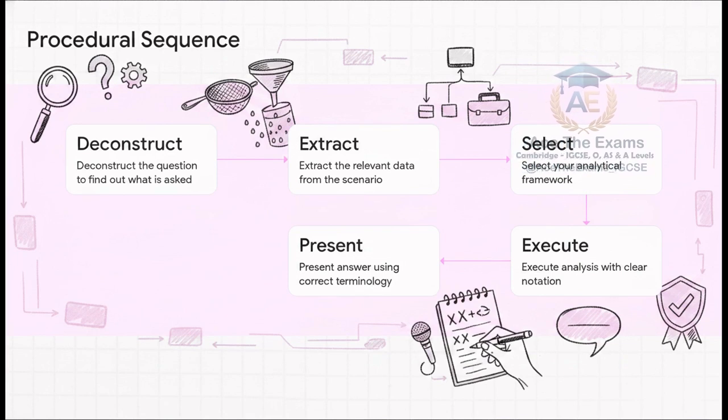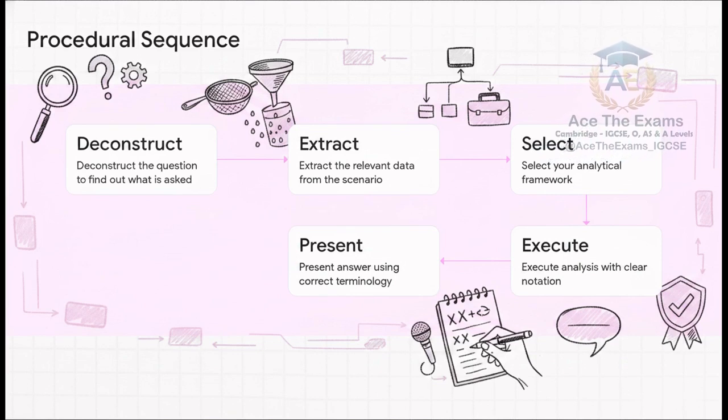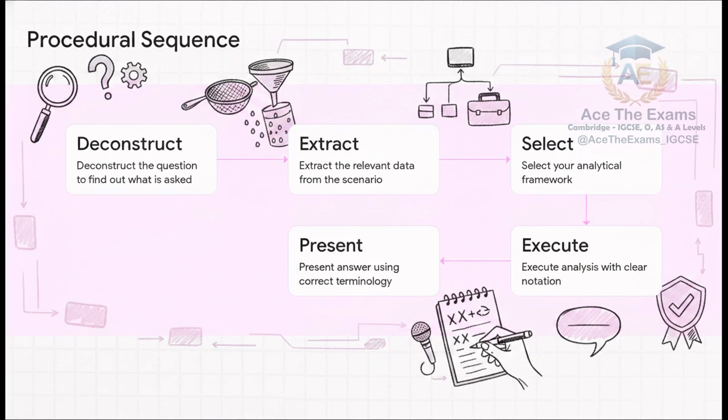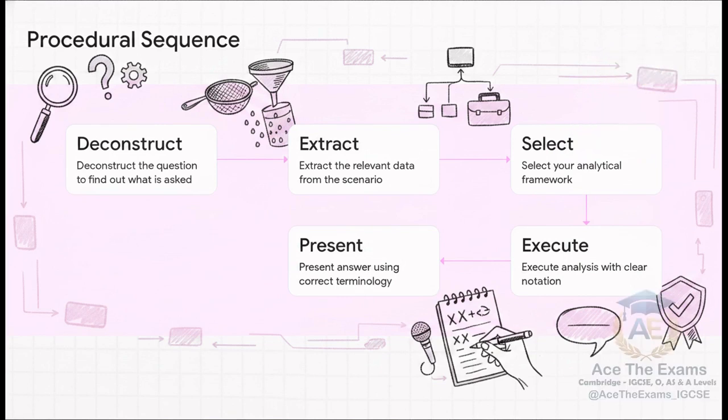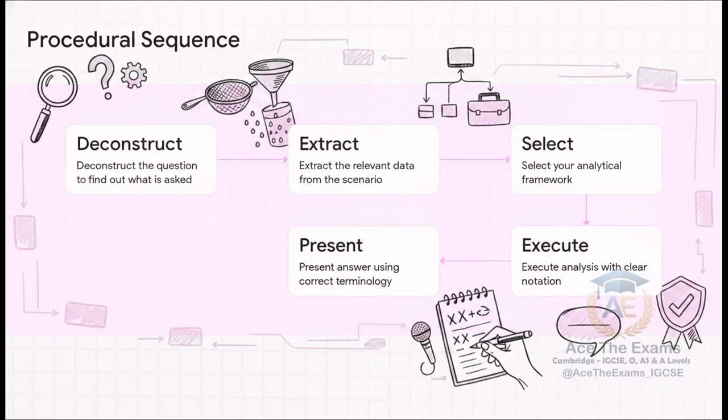Step 3, select your analytical framework. How are you going to structure your argument? Step 4, execute your analysis with very clear notation. And Step 5, present your final answer using the correct subject-specific terminology. If you treat this like a standardized high-speed procedural sequence, you ensure a complete, structured, and high-scoring answer every single time you sit down to write.